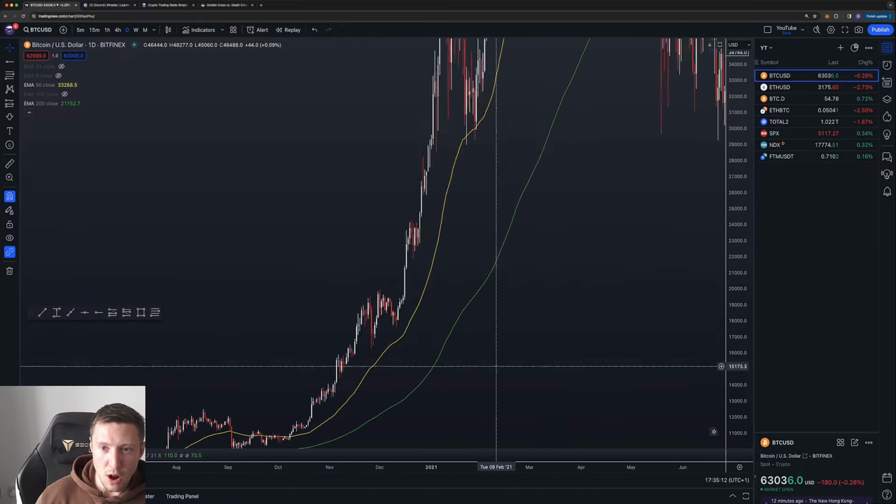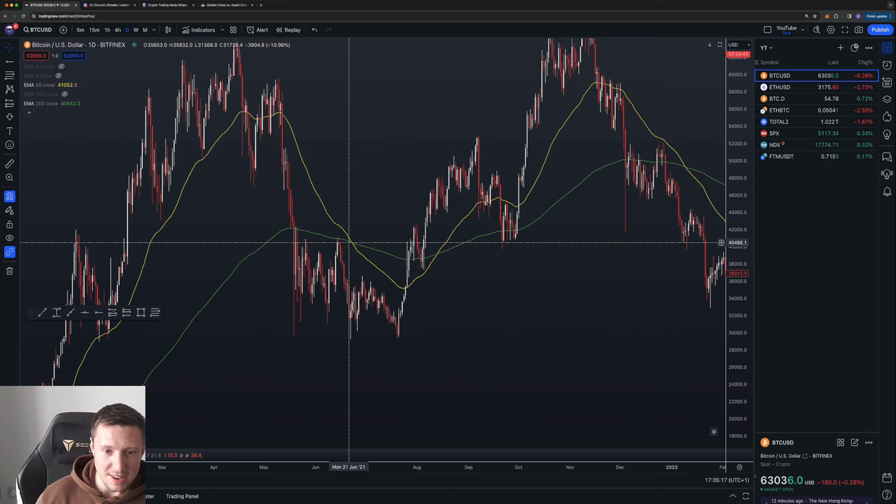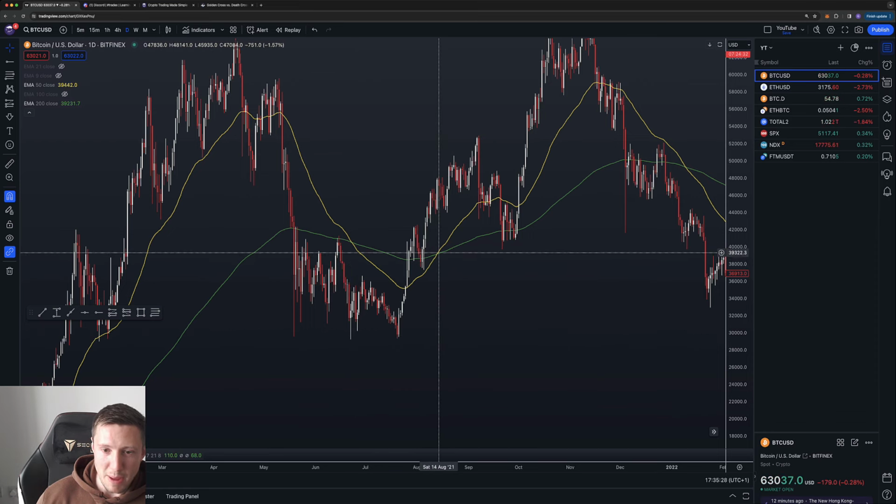And then you're holding on, and you don't get an exit signal in terms of a cross until, as we highlighted earlier, the 23rd of June 2021, which is literally right at the bottom of this dip down here at 30k. So you'd have got out right at the bottom, and then you wouldn't have got back in again until the next crossover, which was the 13th of August 2021 at 47k.